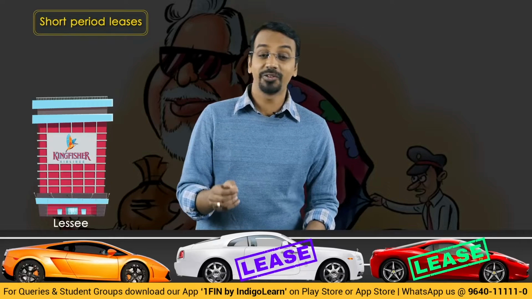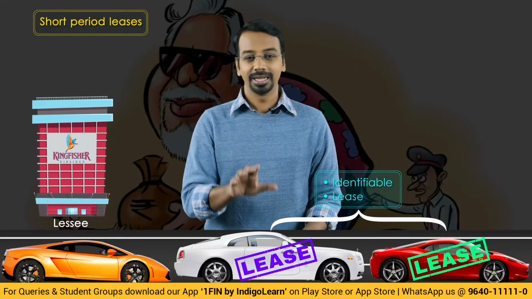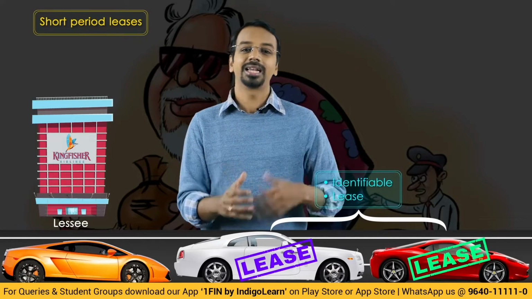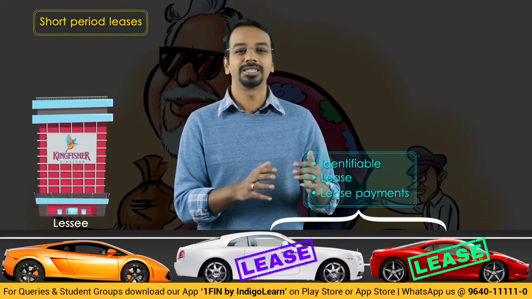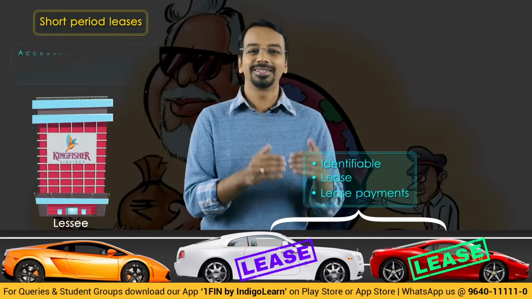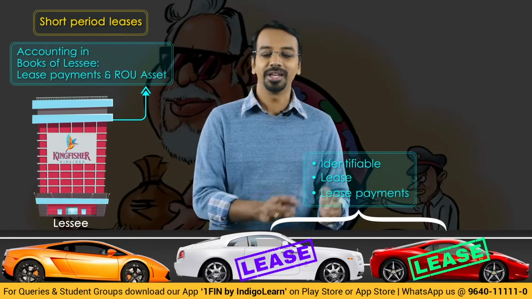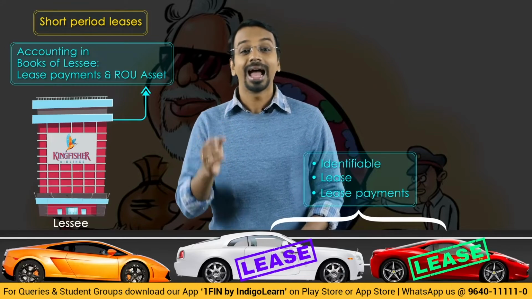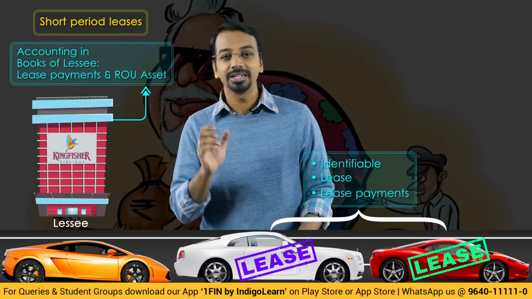Now, is there an identified asset? Yes, the asset is identified. And does the contract contain a lease? Yes, because the lessee gets the right to control the use of that asset. Are there lease payments? Yes, there are also lease payments. Now, think of it from the point of view of the lessee. What is the lessee supposed to do? The lessee is supposed to compute the lease liability and right of use asset. For a 3-month period, the lessee is supposed to calculate the right of use asset and the lease liability and do the accounting accordingly, based on whatever we have learned so far.